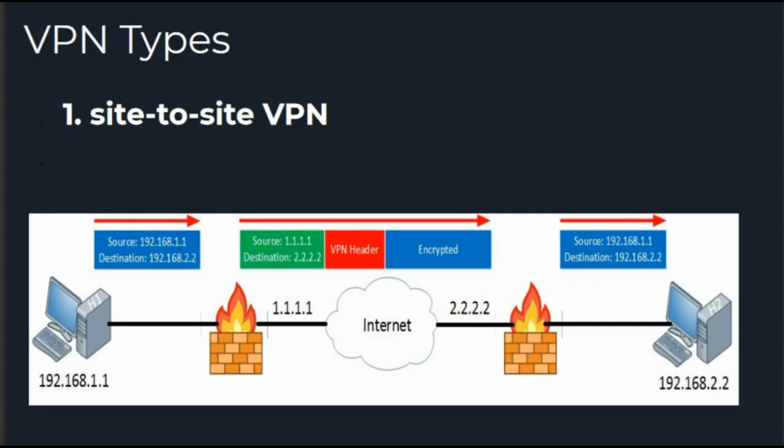What happens in this picture: H1 sends an IP packet with source IP 192.168.1.1 and destination 192.168.2.2. Now the firewall encrypts the IP packet, adds a VPN header and creates a new IP header with its own public address as the source and 2.2.2.2 as the destination. It's the WAN IP of the remote device. Now firewall 1 sends the new packet to firewall 2. Firewall 2 receives the packet, checks that the packet really came from firewall 1, decrypts it and forwards it to H2, our host device 192.168.2.2, and H2 receives the original IP packet.